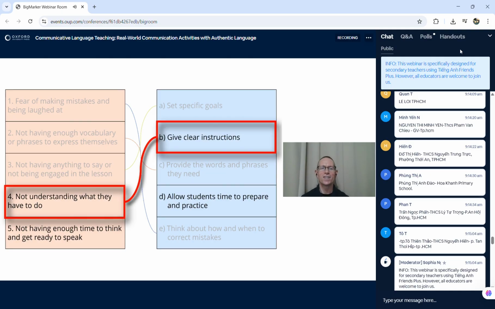If students don't understand what they have to do, we should give clear instructions at the beginning to make sure all students understand what they have to do. It's also useful to demonstrate with, if you're team teaching, the other teacher, or with a stronger student. Then finally, not having enough time to think or getting ready to speak.